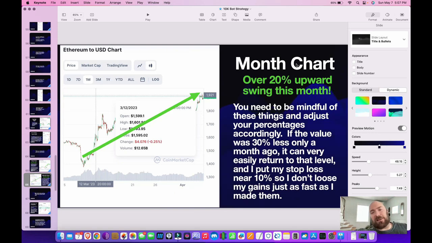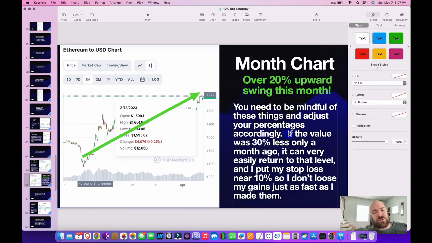Then I zoom out and I look at the month chart, and we can see that it's gone up over 20% for the entire month. So for the day, it was about 2%. For the week, it was about 10%. And for the month, it was about a 20% swing. This is where you kind of need to be mindful and adjust your percentages.